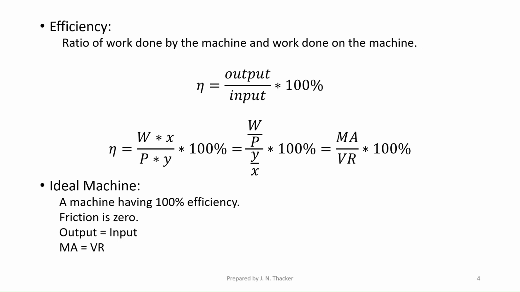Now we can clearly see from the formula here that if efficiency eta has to be 100%, output should be equal to input, so this will become 1. So output is input. Similarly here, MA should be equal to VR, so this becomes 1 and efficiency becomes 100%. So for an ideal machine, there are these conditions: efficiency should be 100%, friction is 0, output is equal to input, and MA is equal to VR. This is your ideal machine.